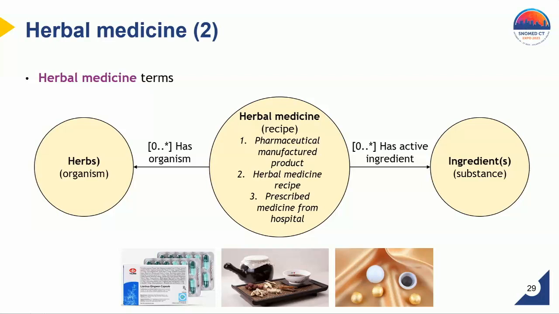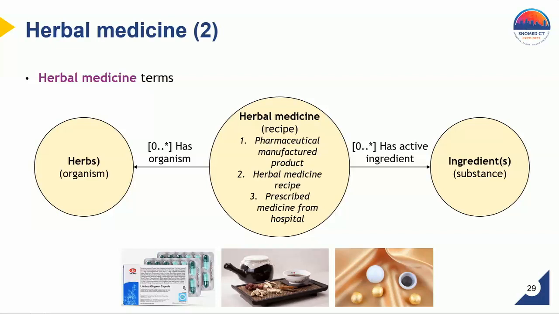These 3 types of herbal medicine could be differentiated by looking at the photo provided on the bottom of the slide. If we were to cover not only herbal medicine recipe concepts, but concepts for both pharmaceutically manufactured products and prescribed medicine from hospital, we would need additional concepts with substance semantic tag. While herbal medicine recipe is brewed with different herbs, the 2 other types of herbal medicine could be made with substances, like different ingredients.